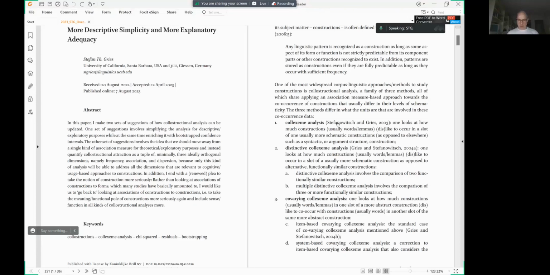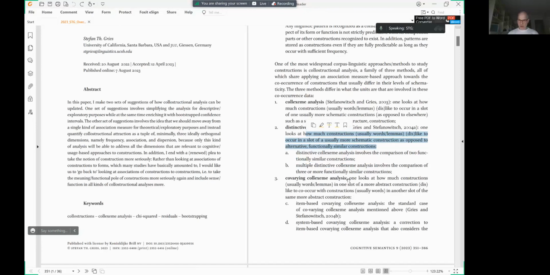So collostructional analysis, one looks at constructions in a more schematic construction. Distinctive, how much constructions like to occur in a slot of usually more schematic constructions when we have alternative ones. And then covarying collostructional analysis, one looks at how much constructions like to occur in one and at the same time in the second slot of the same construction. Okay.